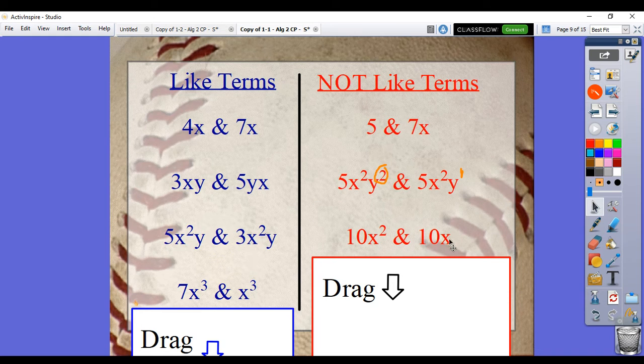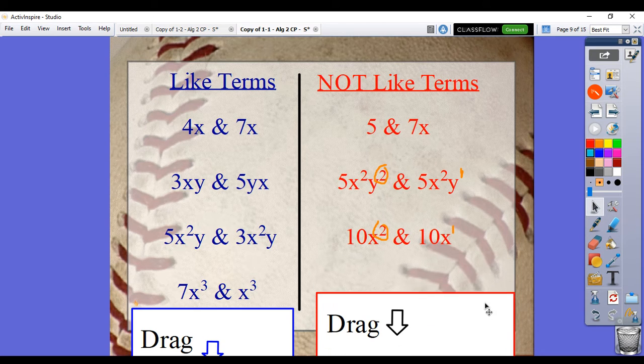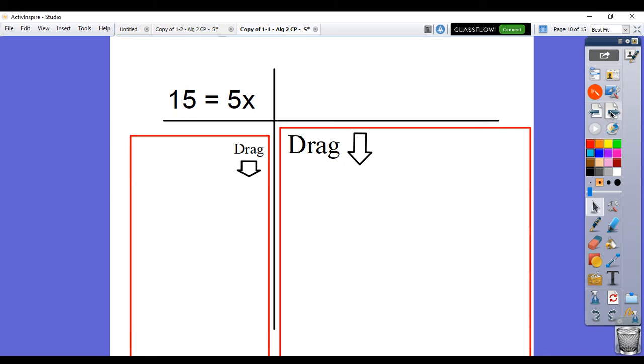10x squared and 10x is not going to be the same because this is 1 again and this is 2. They're not the same. That's it. Okay. All right, let's go through some basic stuff here.